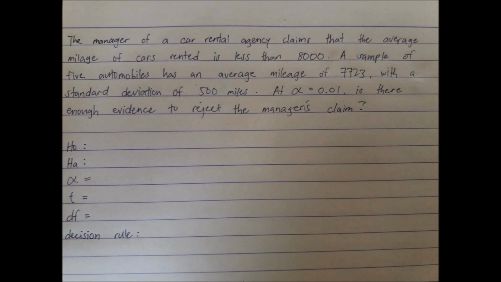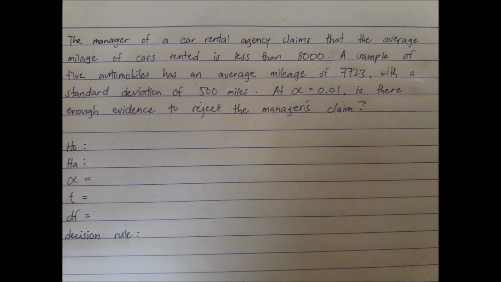To solve for this, let us first identify the givens. First is the mean, which is equal to 8,000. The number of automobiles, which is 5. Our sample mean, which is 7,723. Our standard deviation, which is 500 miles. And our alpha, which is equal to 0.01.